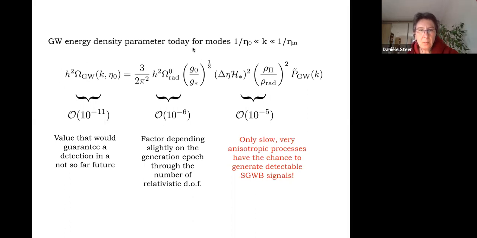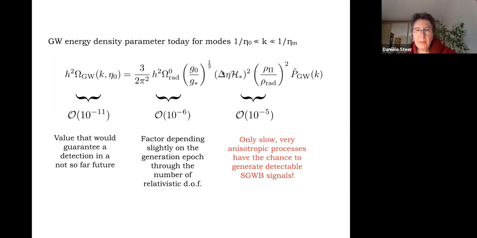Now, all of these quantities here, you can calculate. So far I've neglected any variation of the number of degrees of freedom. In fact, this term, let me take it to be of order 1, but you can calculate this quantity to be of order 10 to the minus 6, approximately. And so if you want your source to give you an observable stochastic gravitational wave background, then you need this whole remaining part to be of order 10 to the minus 5.